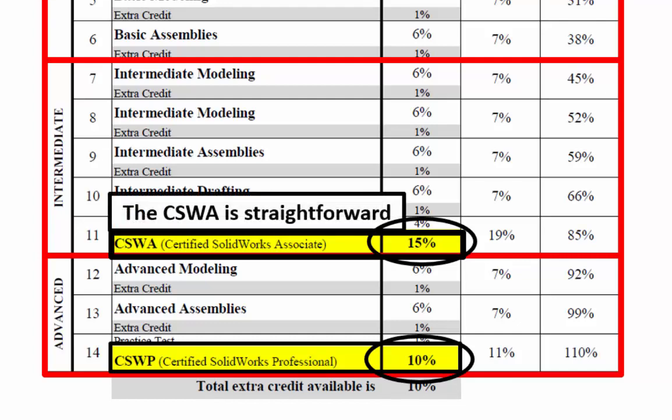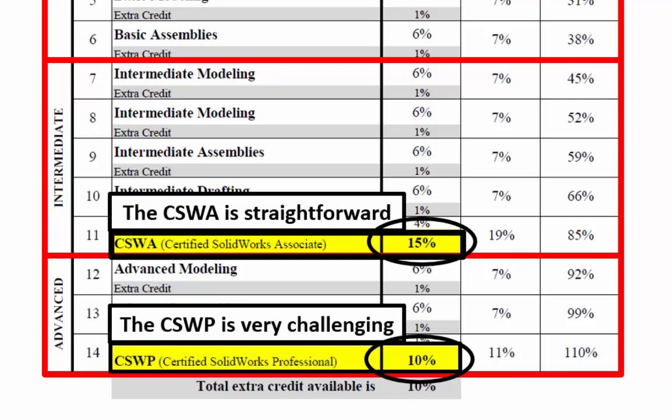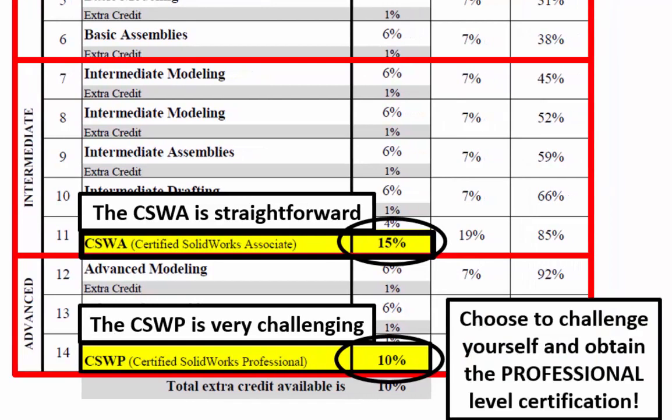You will find the associate level exam to be basic and straightforward. My hope is that all of you will pass it and obtain the associate level certification. The professional level certification, on the other hand, is very challenging. In truth, it only contains a few new concepts beyond the CSWA. The main difference is that it requires you to truly have mastered all of the concepts in a very deep way. Shallow learning just won't cut it if you want to pass this exam. I hope you choose to challenge yourself this semester and prepare well for this exam, because the professional level certification will be an incredible feather in your cap and could lead to some great employment opportunities.